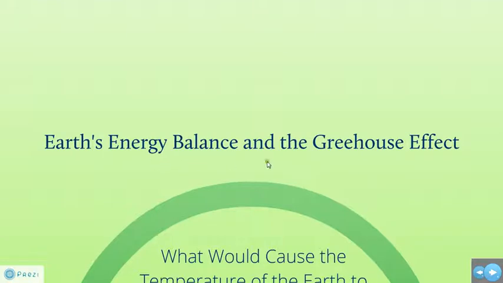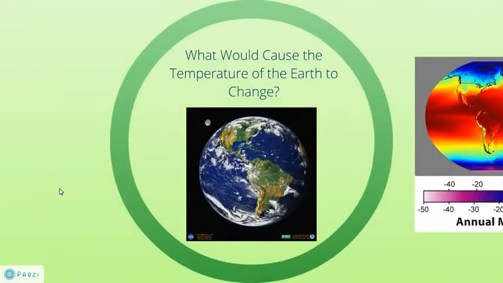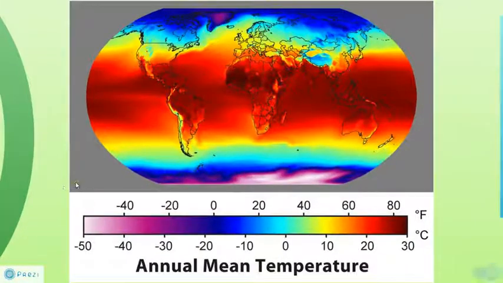So two very important issues when we're talking about the current concerns about climate change and fossil fuel burning. So the first question that I want to ask here is, what would cause the temperature of the Earth to change? And when I say temperature of the Earth, I'm talking about the entire Earth's surface temperature averaged all together. So just one value for the temperature of the Earth.